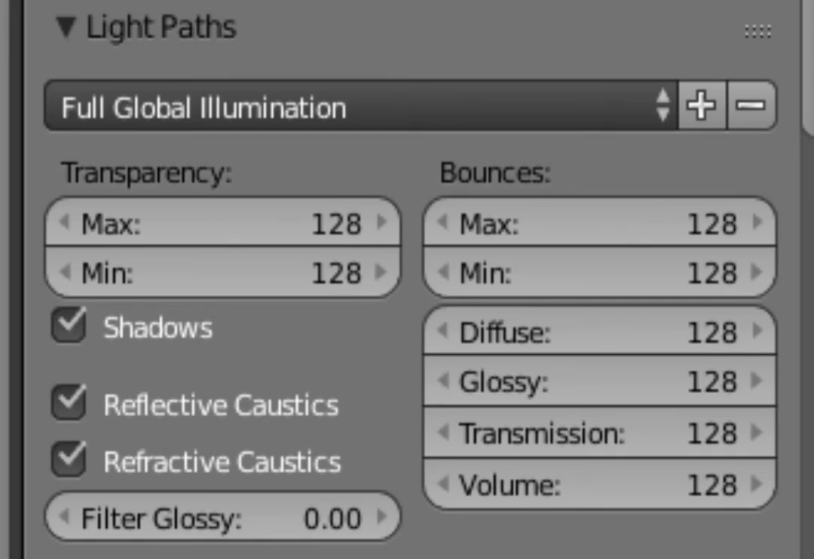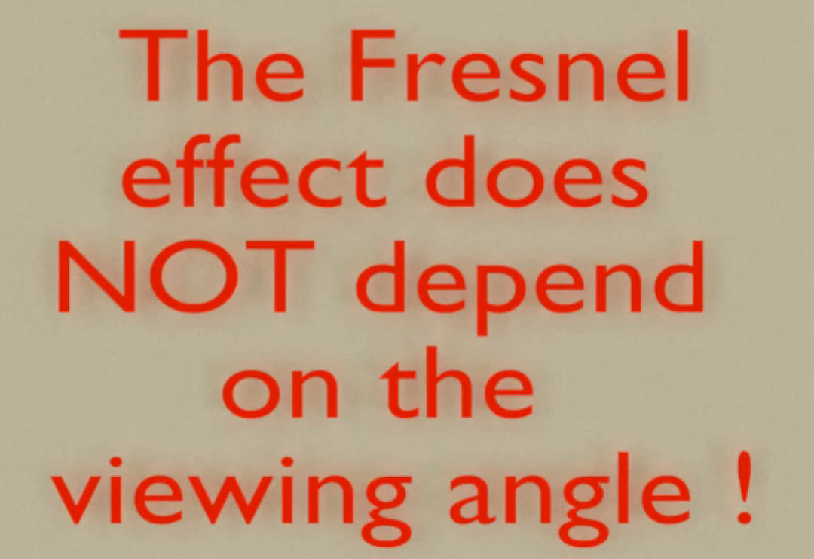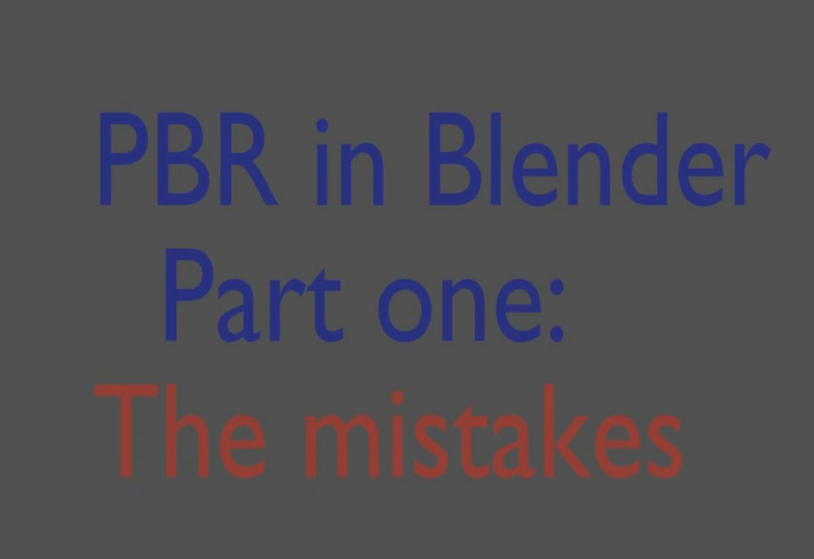Now try to imagine what these pictures would look like after 128 bounces, which is the default value for full global illumination in Blender, as you can see. Now hopefully you can understand that nothing would change in the way the light reflects if we move or rotate the camera. That was part 1 in a nutshell.